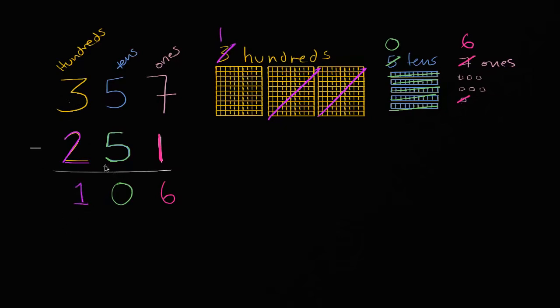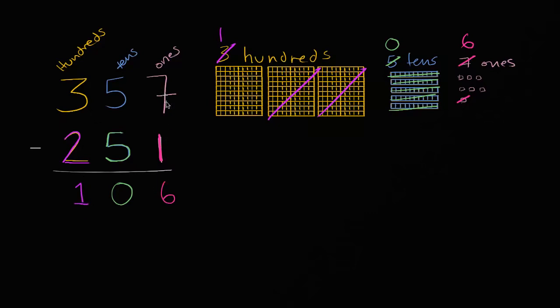So hopefully this gives you an appreciation of what's happening in place value. You could just say, oh, I'll line up the numbers and look at the place values. And over here I have a 7 minus 1 is a 6, a 5 minus 5 is a 0, a 3 minus 2 is a 1. But I really want you to think about what's going on.